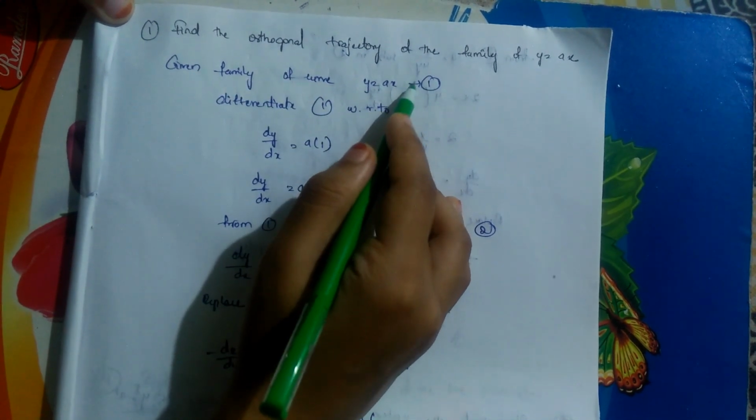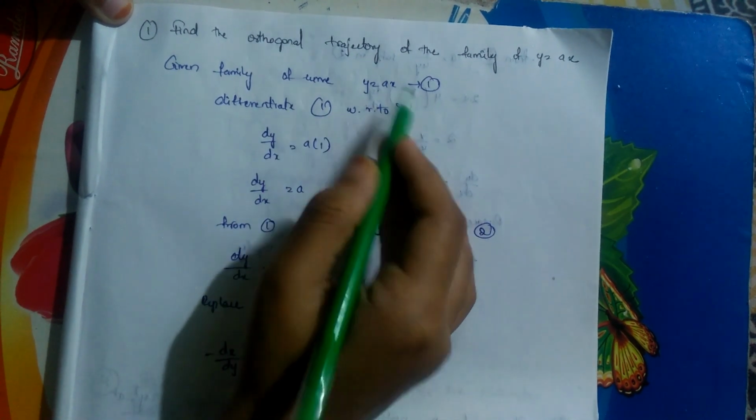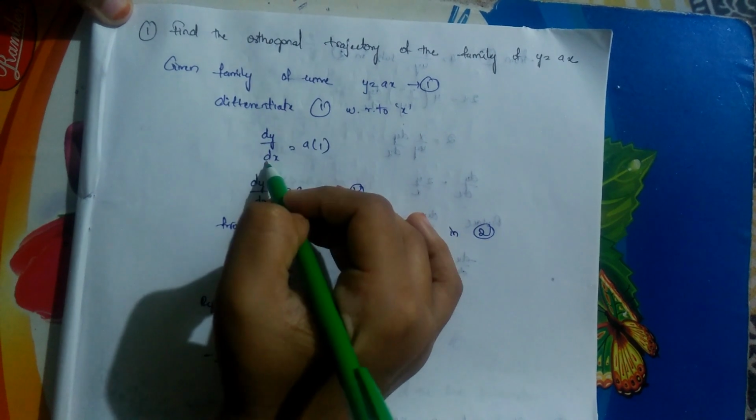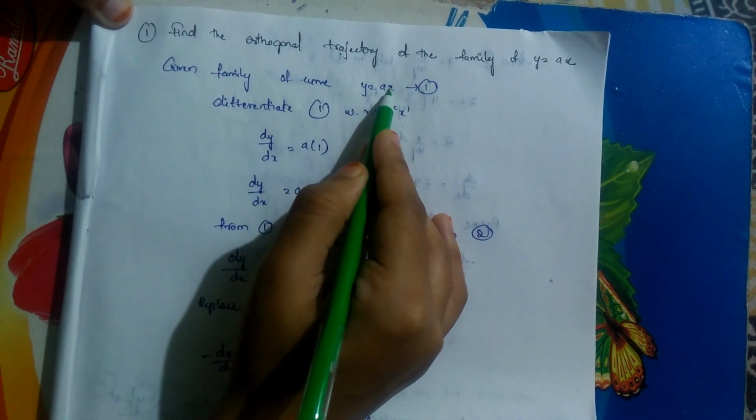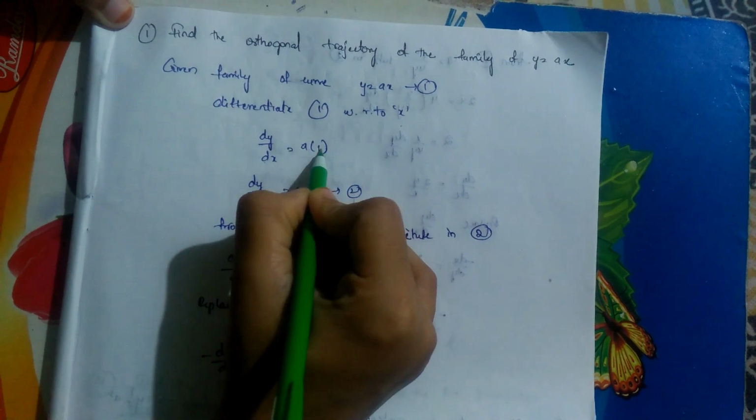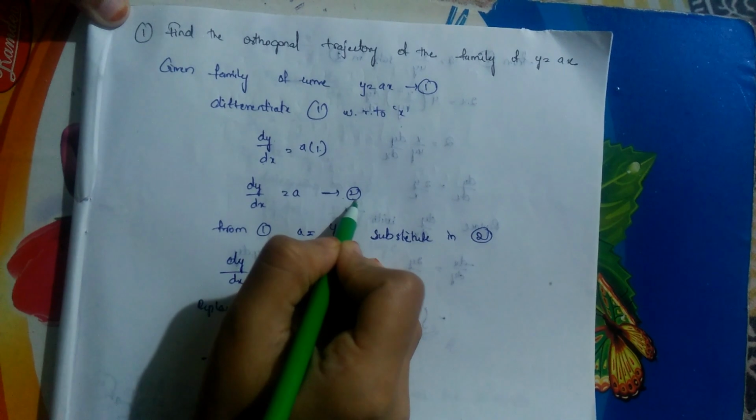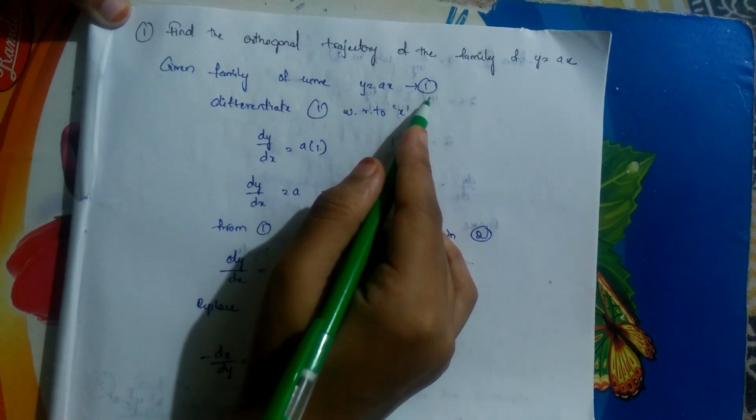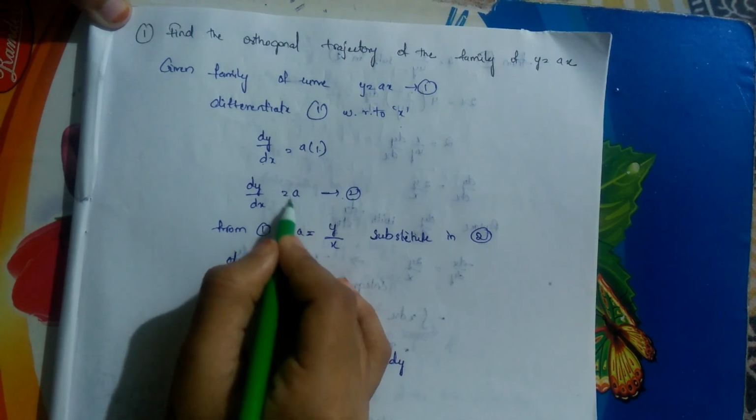Now we have to differentiate this equation, that is, differentiate 1 with respect to x. When we differentiate, we get dy by dx equals a, since a is a constant and the differentiation of x with respect to x is 1. So we get dy by dx = a. Let this be equation number 2. Now in this equation 2 we have to eliminate the constant a.